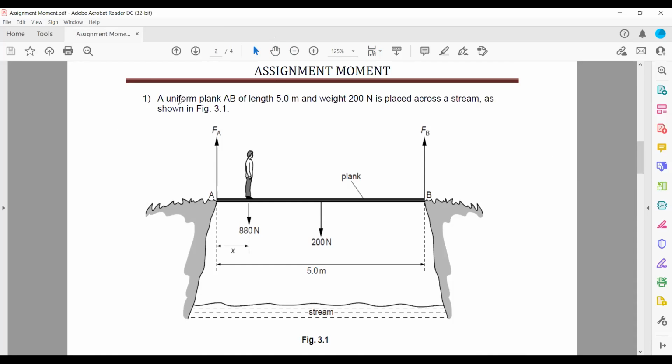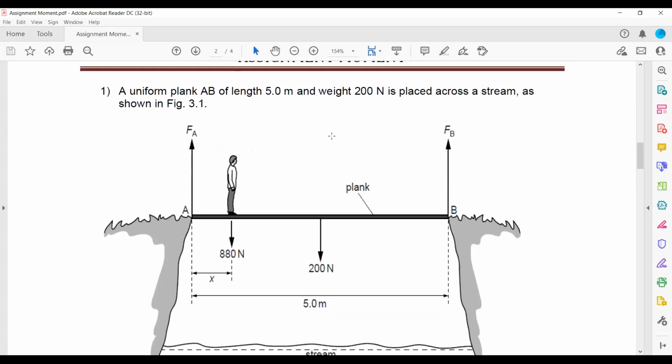Now, as you can see, there's a uniform plank which is having a length of 5 meters. So when they mention the term uniform, what is the meaning of this term uniform? It means the weight is acting at the center. That's why we call that uniform. So it's having a length of 5 meters. So total length is 5. So where will the weight act? At the center, which is 2.5.